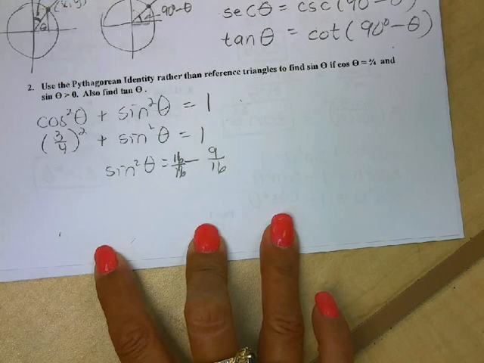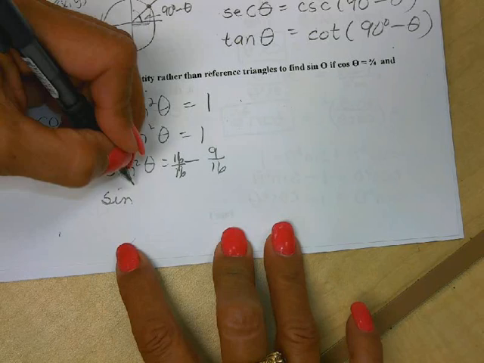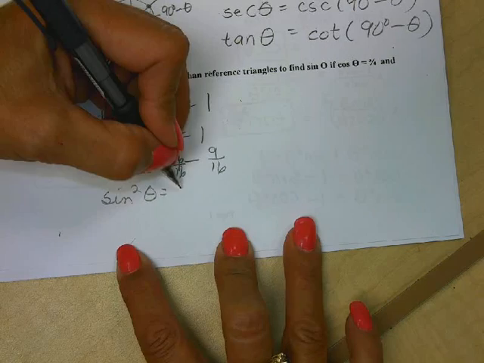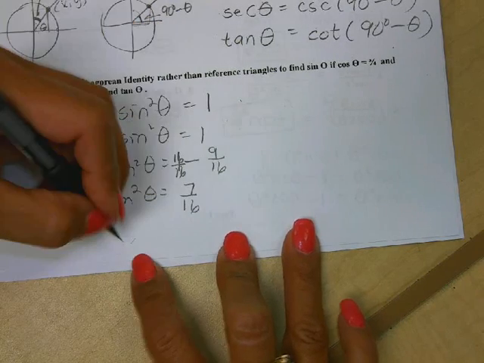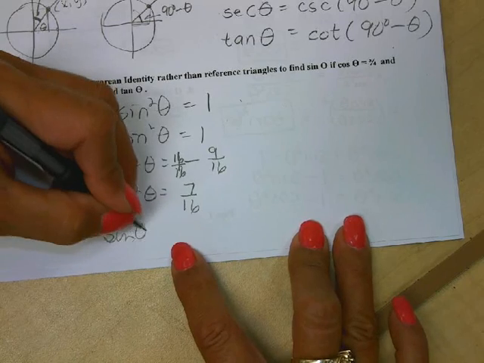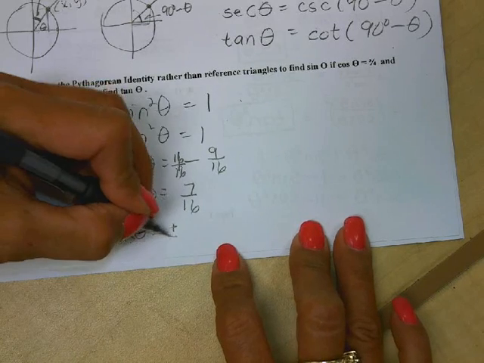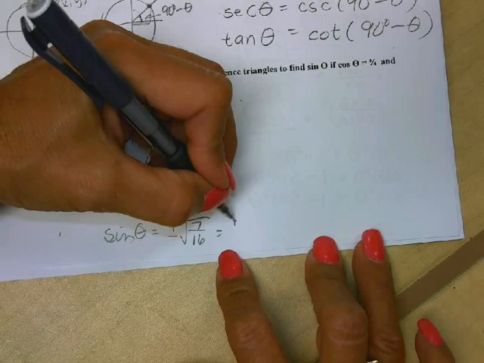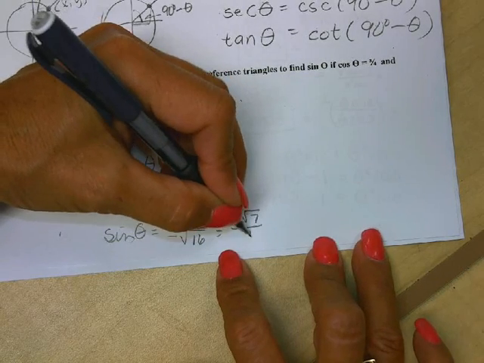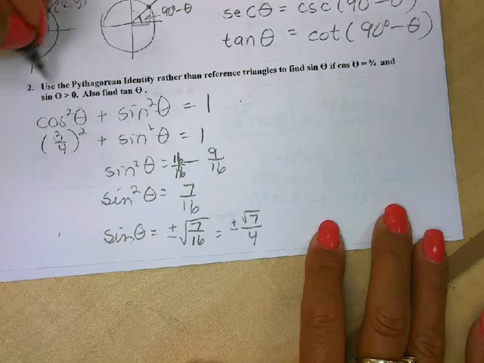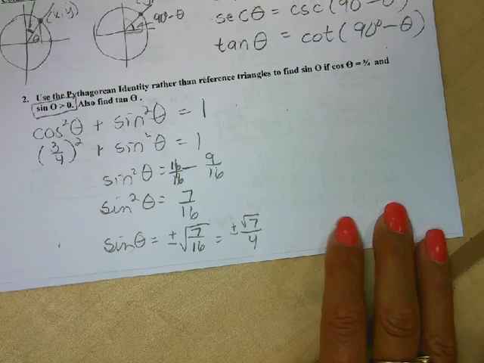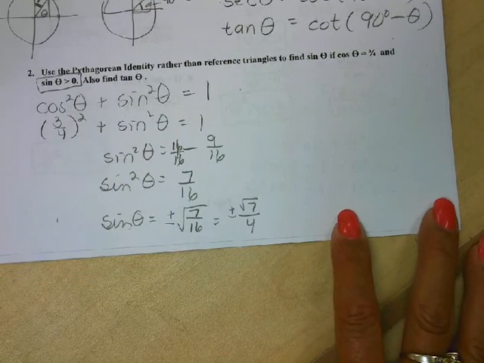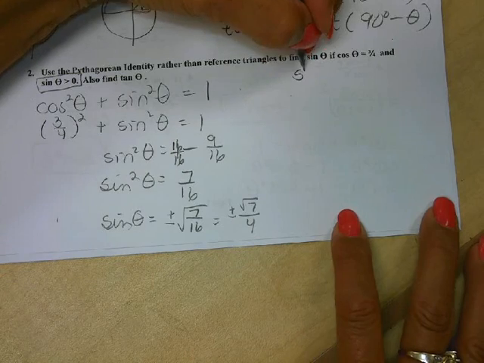So if I do a little bit of algebra here, get a common denominator, I know that the sine squared of my angle is equal to 7/16. So I know that the sine of the angle would be plus or minus the square root of 7/16, which is plus or minus square root of 7 over 4.